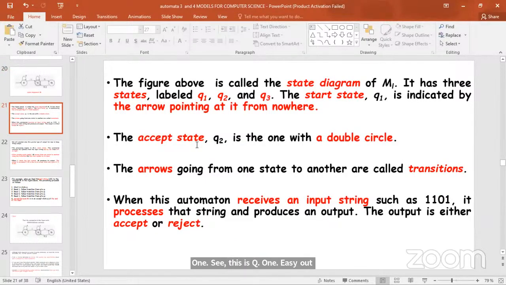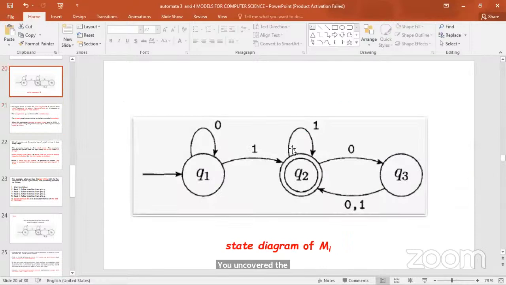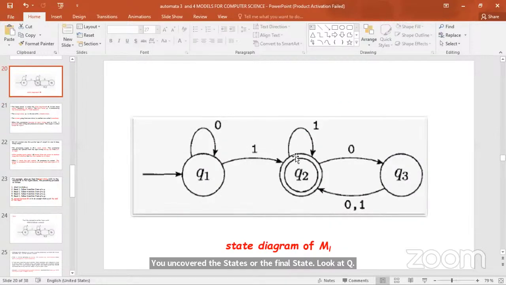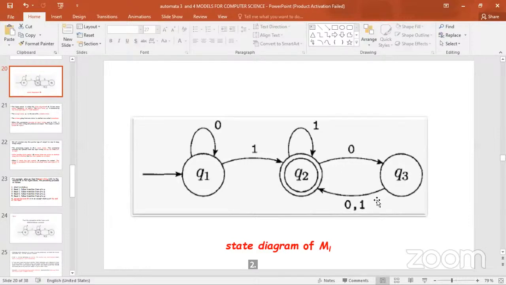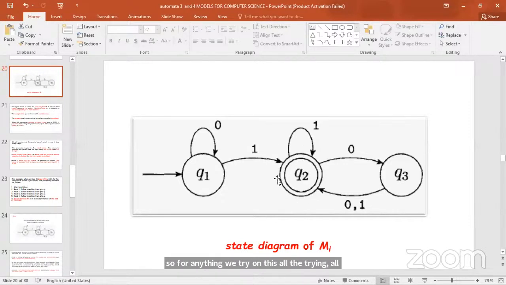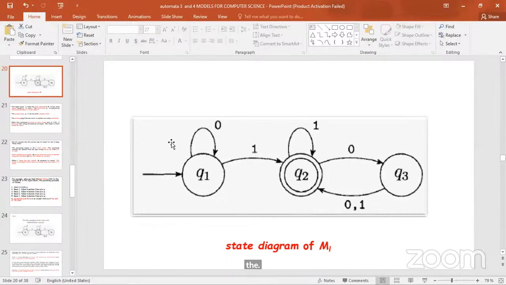So the accept states. Now, if you notice one of the circles, one of the states has a double circle, right? The one with the double circle is called the accept state or the final state. Look at Q2. You can see it has a double circle, right? So this is the accept state. For anything we try on this, all the movement must end here. So if the input combination ends here, we say that that input or that string or that language is accepted by this automaton. Else, we say it is rejected.